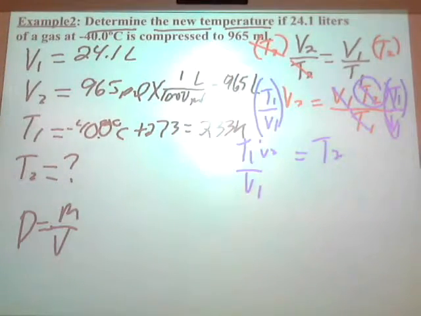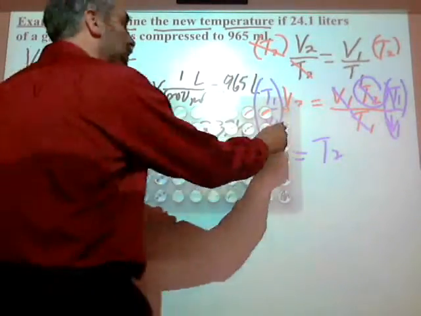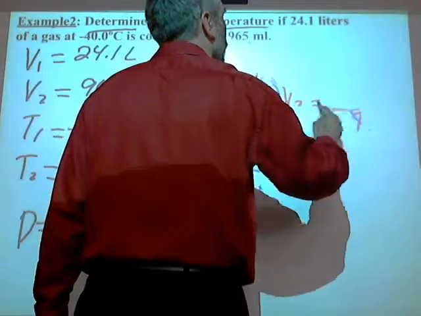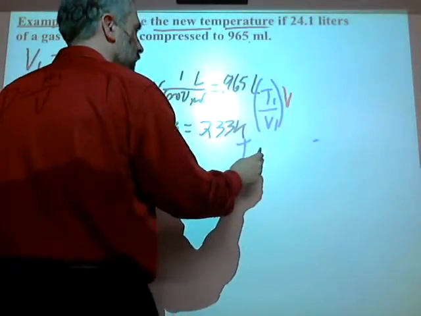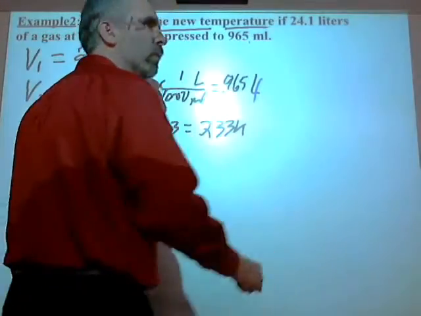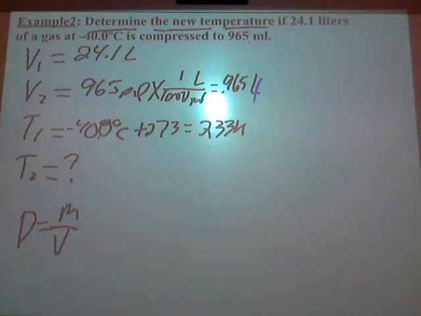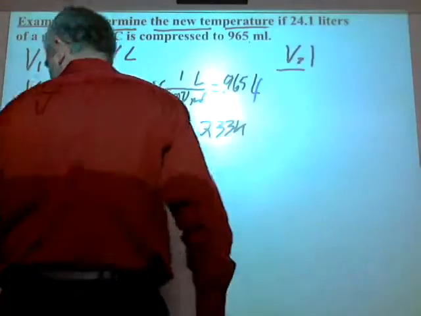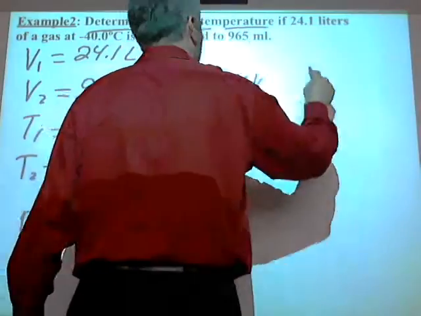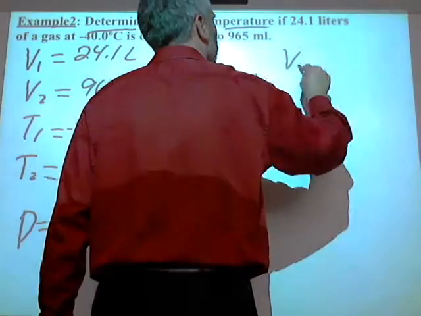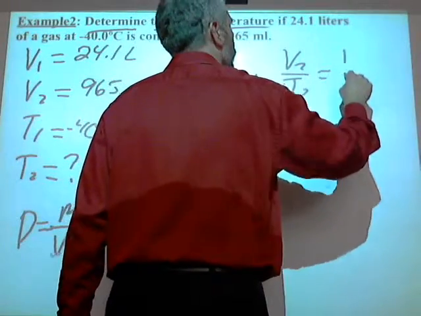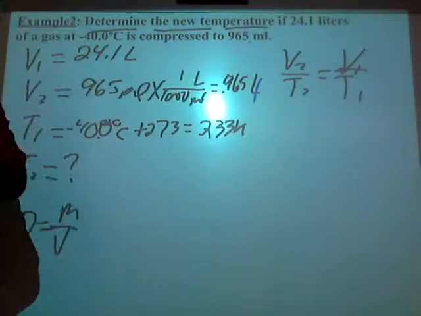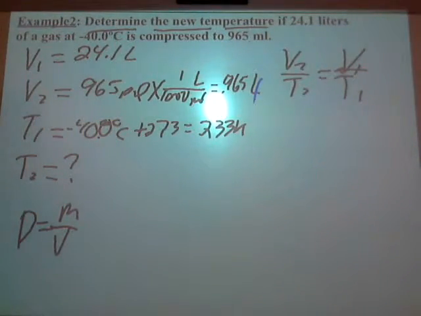Can somebody think of, and probably most of you do this, an easier way? Let me erase all this and see. We can do this an easier way. Let's start with my equation again. Here's my equation. V2 over T2 equals V1 over T1. What can I do that would be a lot easier than having to go through that?